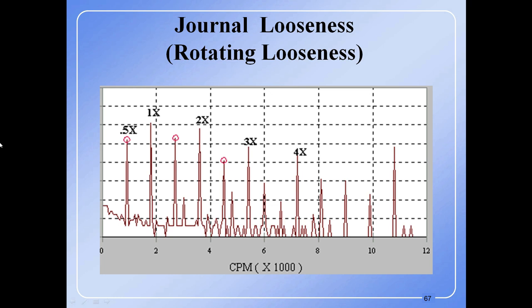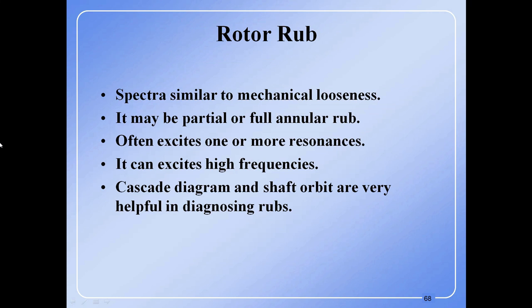Peaks you can see in CPM: 0.5x, 1x, 1.5x, 2.5x. Rotor rub: spectra similar to mechanical looseness. It may be a partial or full annular rub, often excites one or more resonances. It can excite high frequency.